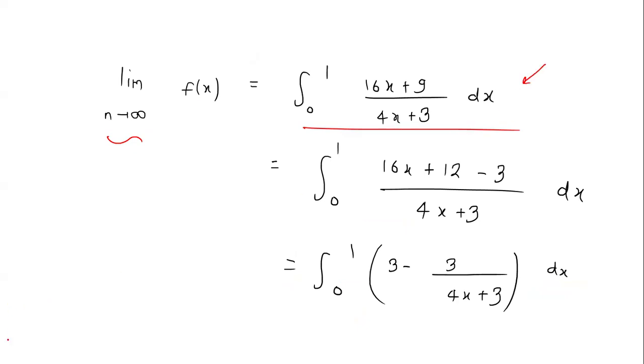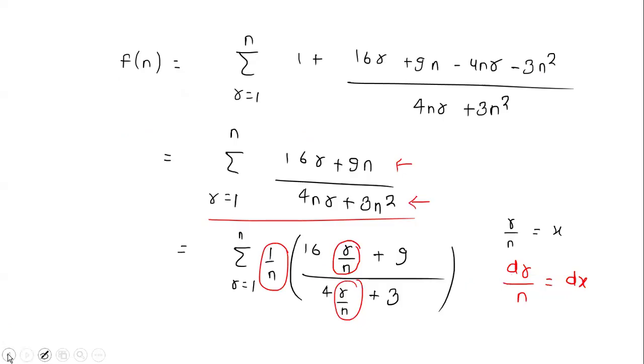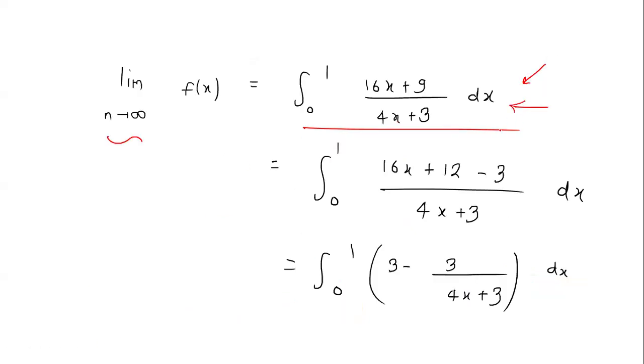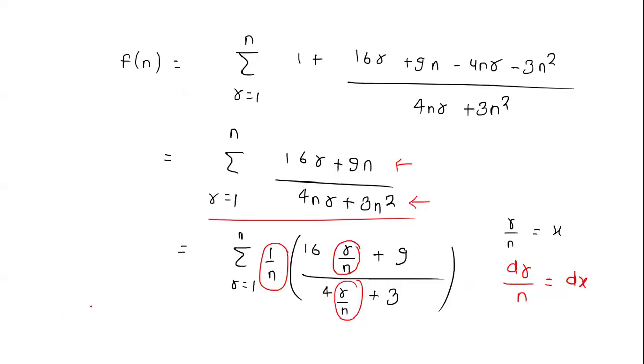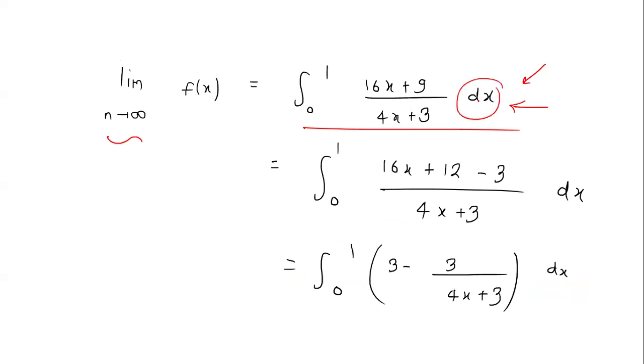If you see, you have read this concept somewhere, like this is the thing which is equivalent to this integral, 16x plus 9 divided by 4x plus 3 dx. So I replaced r by n by x, and this is 1 by n here, and this will form this dx, and we have this integral from 0 to 1.